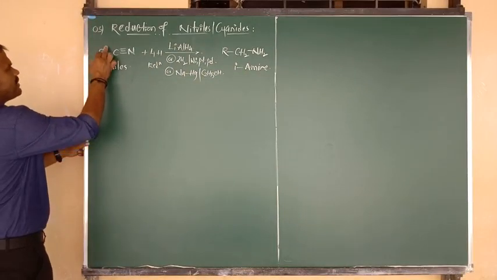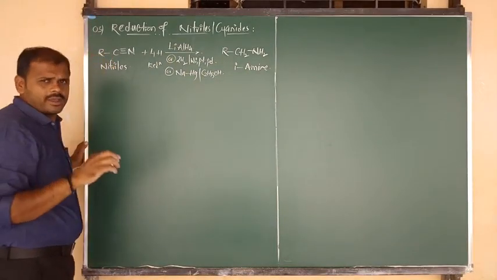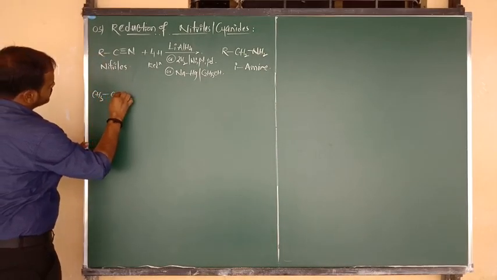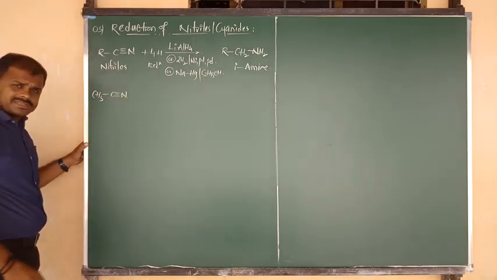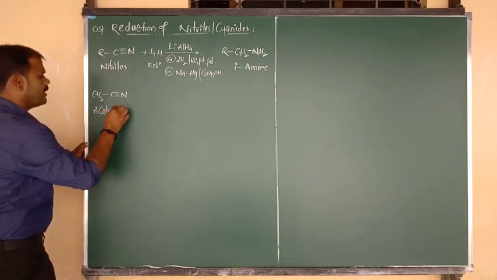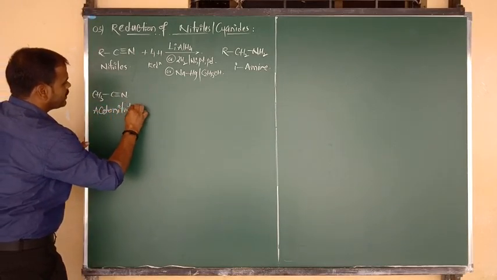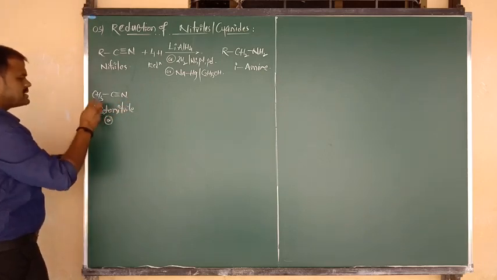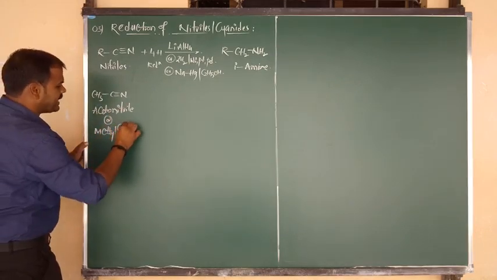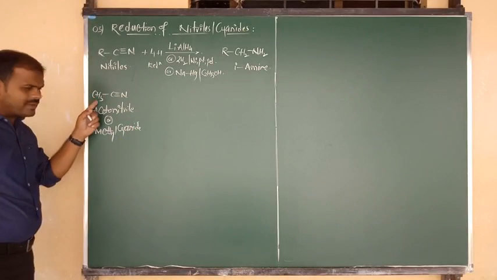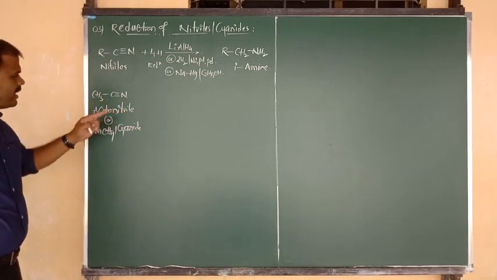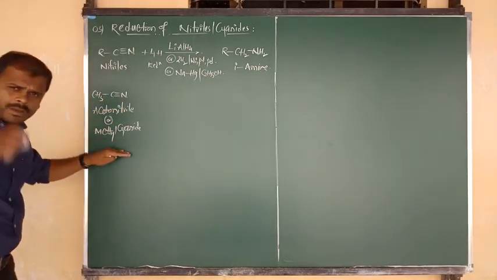Okay, let me consider one example, one for aliphatic and one more for aromatic. In the place of R, I am going to write CH3. So CH3 bonded to C triple bond N. What is the name of this compound? The name of this compound is acetonitrile. And also we can write another name. CH3 is the methyl group, and CN is the cyanide group, so we can say methyl cyanide. Methyl cyanide is the common name; 2 carbons means aceto, N indicates nitrile. Acetonitrile is the IUPAC name. Try to remember both the names and formulas.